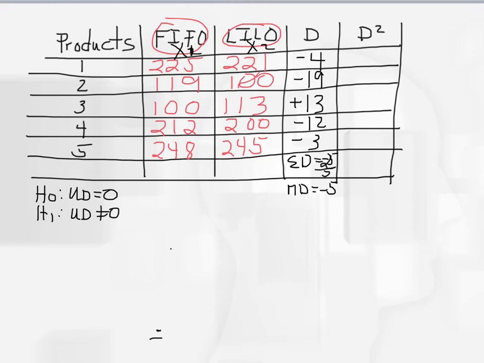We have degrees of freedom. It's the number of pairs of scores minus 1. We have 10 scores, but we have 5 pairs. So our degrees of freedom is going to equal 5 minus 1, which equals 4. We have 4 degrees of freedom. We're going to test this hypothesis at the 0.10 level. And it's a two-tailed test.